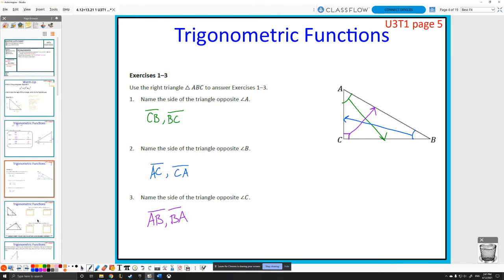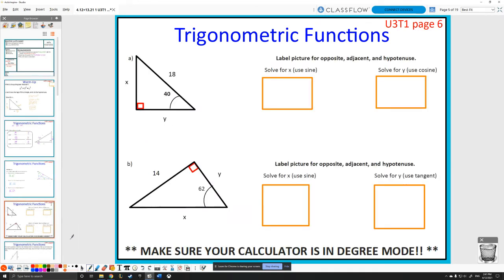Now, as we're solving for these and using trig functions, I think it's important for us to label, and also to write down SOHCAHTOA to help us remember which one each trig function uses. Now, we are currently using degree mode in our calculator, so make sure to have it in degree mode. You can change degree mode on Desmos quite easily.